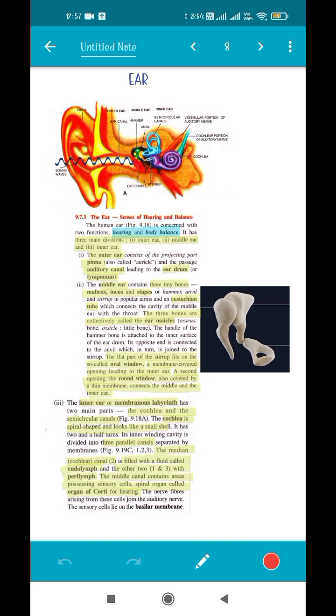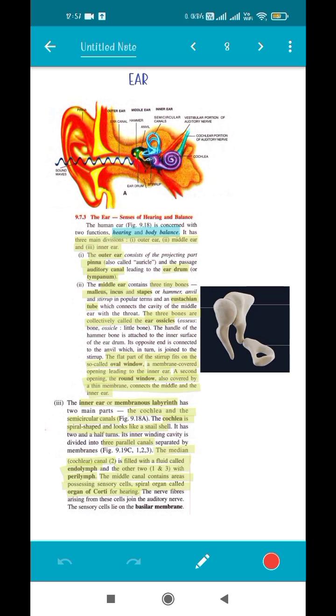The middle canal, that means the second canal or the second part of the cochlea, consists of a special group of sensory cells. It is a spiral organ inside, known as the organ of Corti, and this particular organ is the one which helps us to hear. All the sound which is coming to our ear is manifested in that organ of Corti because it consists of sensory cells. So this organ of Corti is present inside the cochlea, inside the second channel of the cochlea.